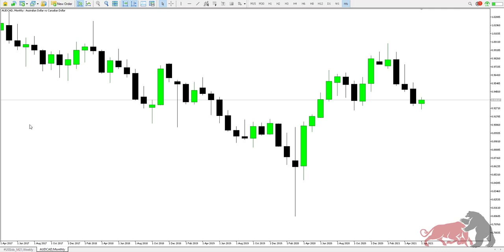So this week's top-down analysis is going to be based on AUDCAD. I asked members in the mentorship group to give me a pair that I can look at and break down the structure from a higher time frame to our entry time frame of H4 and H1. So we are going to break down the market structure of Aussie dollar against the Canadian dollar.